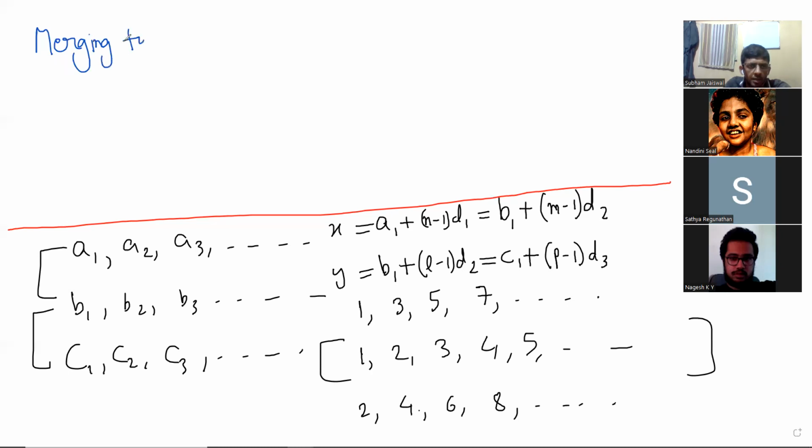Merging two APs. How do you do this? Let's say this is an AP and this is an AP. Okay, these two are APs. I'm not writing A1 plus D1 and so on. Two APs like this. Then will this also be an AP? The question is clear, right? Those two are APs, and then the question is, is this an AP?